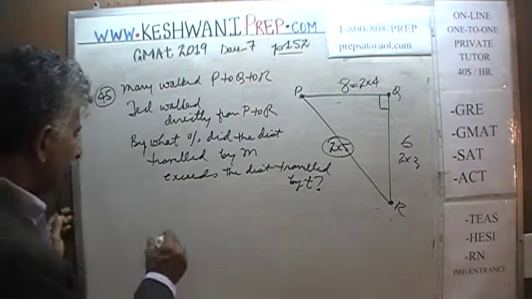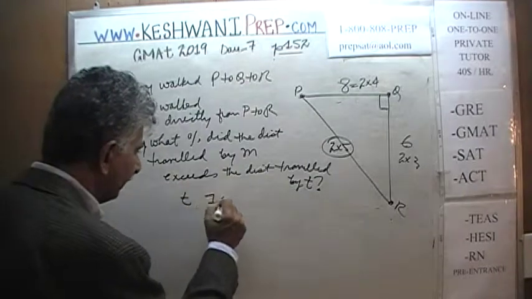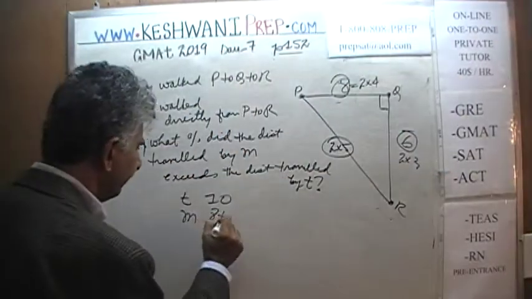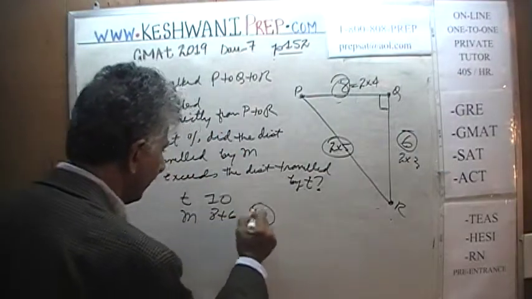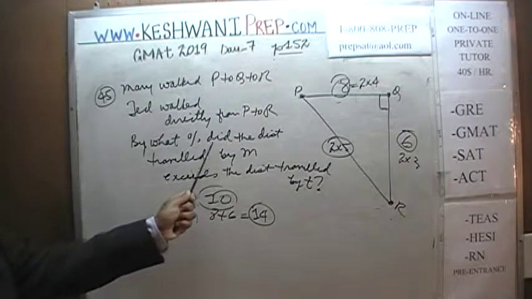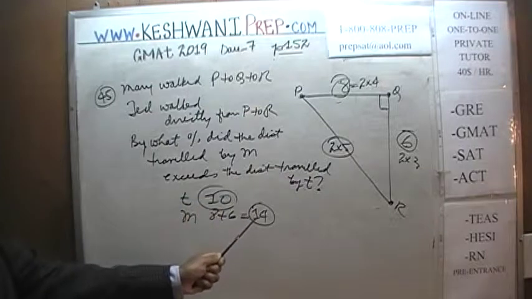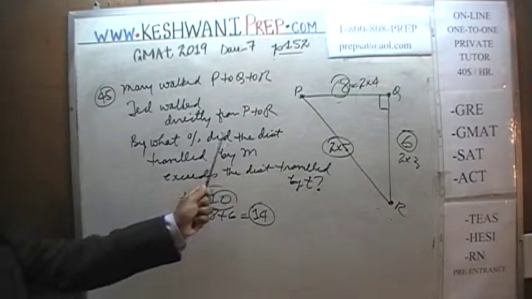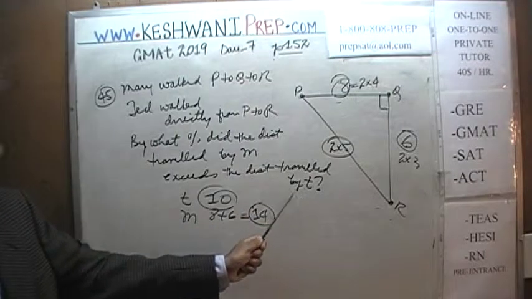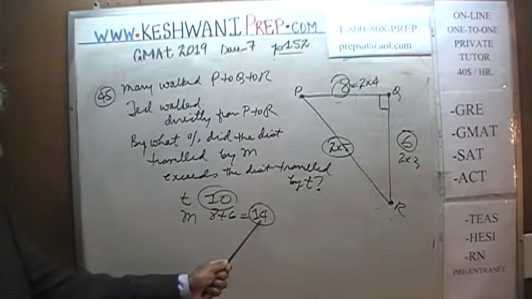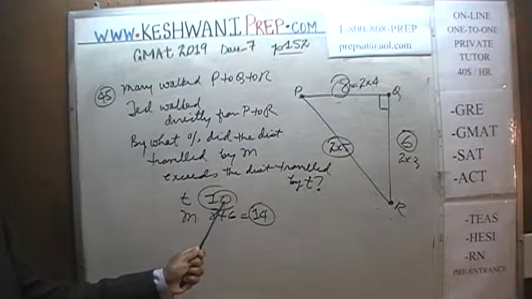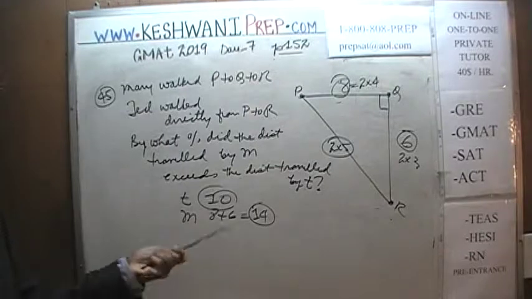So Ted traveled 10 miles and Mary traveled 8 plus 6, 14 miles. And the question is, by what percentage did the distance traveled by Mary, which is 14, exceed the distance traveled by Ted? Ted traveled 10 miles. So by what percentage is 14 greater than 10? 14 is simply 4 more than 10. And 4 happens to be what percentage of 10? Obviously 40%.